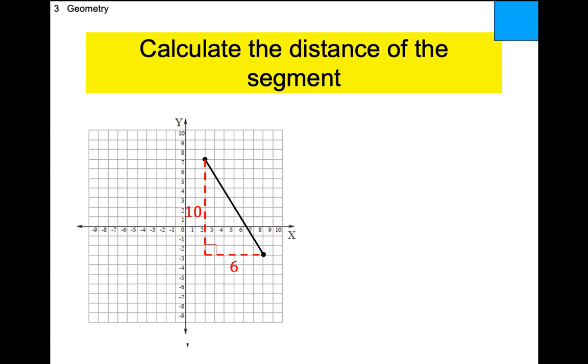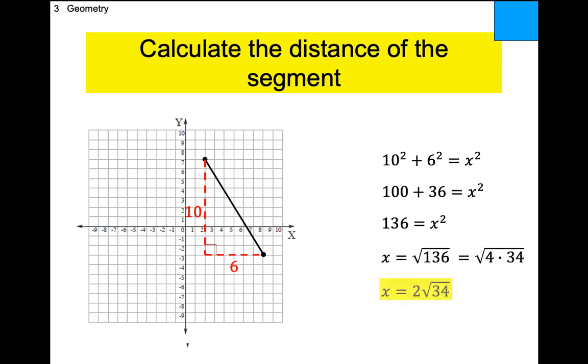Well, I just use the Pythagorean theorem. 10 squared plus 6 squared equals that final diagonal distance right there. So do the math right there. I'm not going to spend time on that particular portion, but we get that it's 2 root 34. All right, cool. Really easy to do.